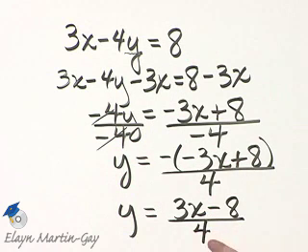A little bit better form because there's no negative here in the denominator, but this is solved for y, this is solved for y, and this is also solved for y.